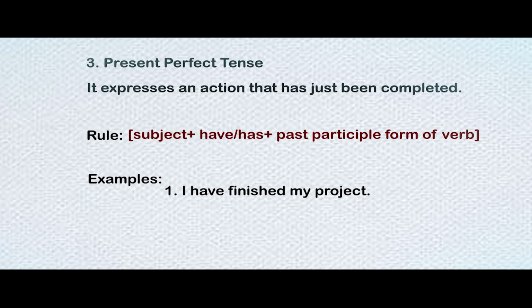I here is the subject, plus have, and then the past participle form of the verb, finished. So "I have finished my project" is an example of present perfect tense. "The plane has just landed." Again we have the subject, the plane, plus has, plus landed, the past participle form of the verb.